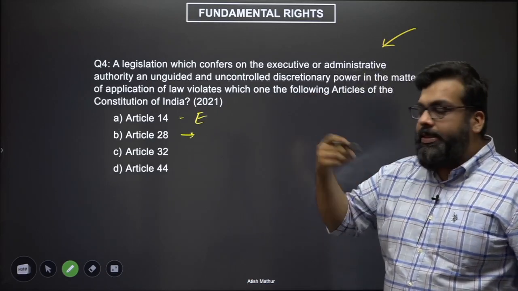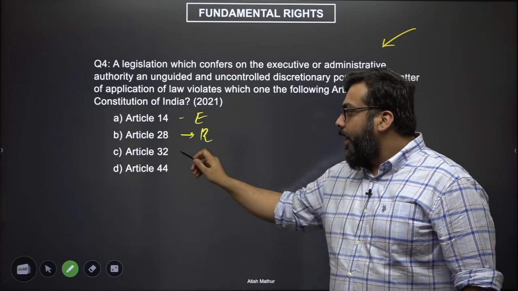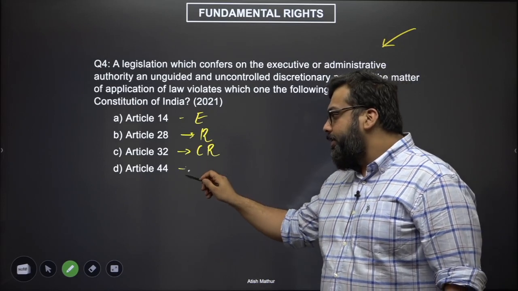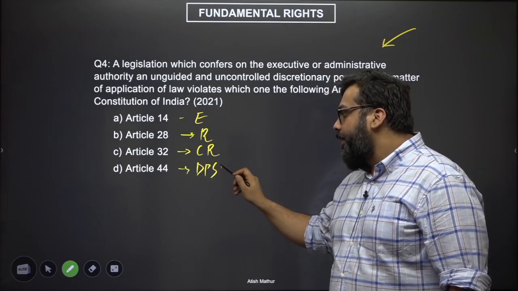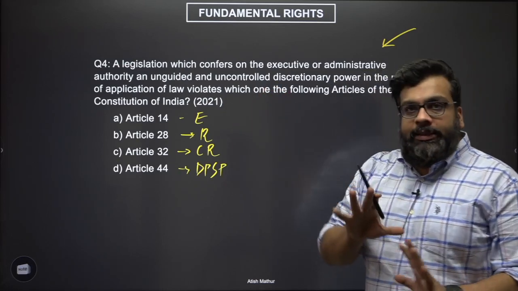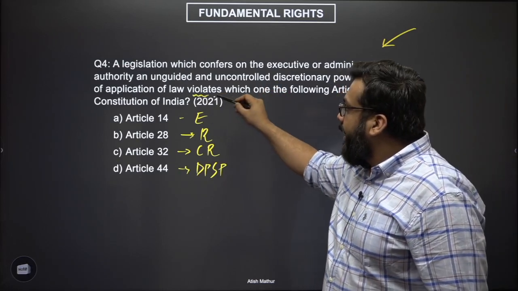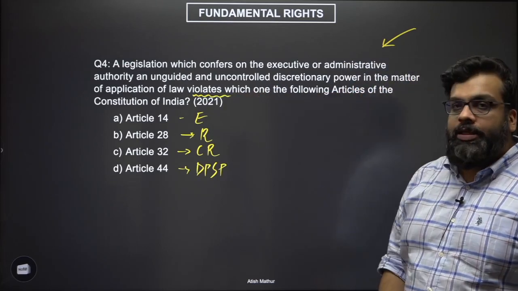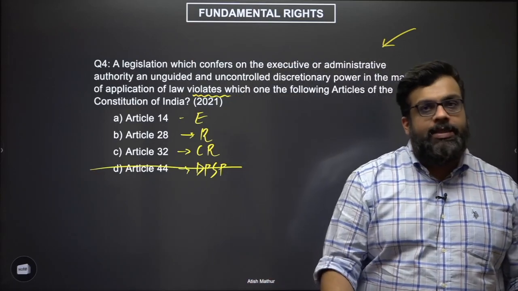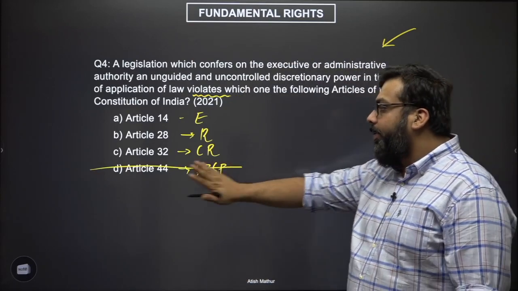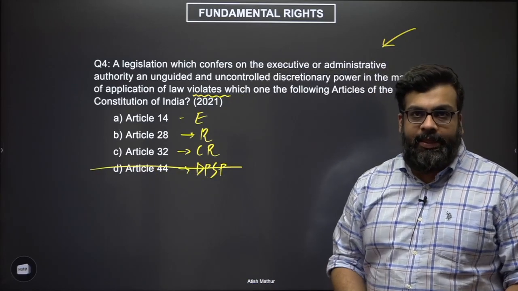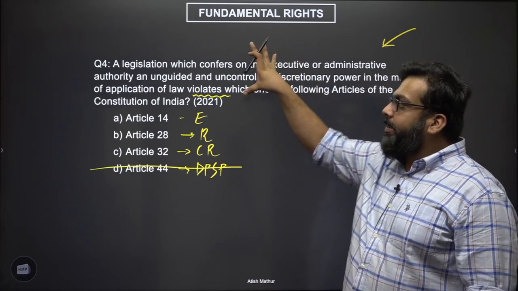Article 28, which is related to religious institutions. Article 32, which is constitutional remedies. And Article 44, which is a directive principle of state policy. Right? Now, simple. If something has to violate an article of the Constitution, it cannot be a directive principle because they are not justiciable in nature. So it doesn't matter what is under Article 44, it does not matter because it's non-justiciable in nature. Now, let us simplify this.